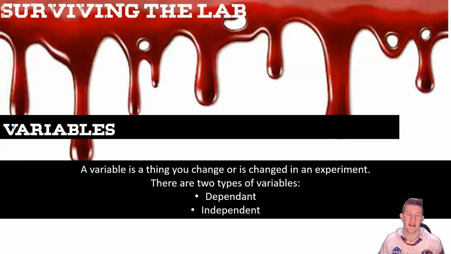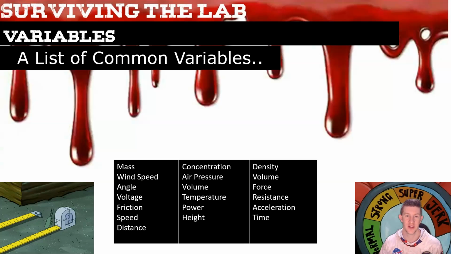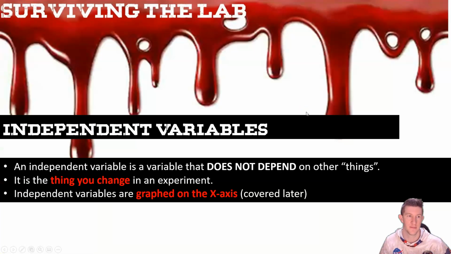So now we're looking at variables. So a variable is a thing that you change or that is changed during an experiment. And there's two main types of variables. We have the dependent variable and the independent variable. A list of some of the common variables we see are things like this: mass, angle, voltage, power, air pressure, volume, force, acceleration, time. These are a whole range of variables that you can see. There's lots and lots of them.